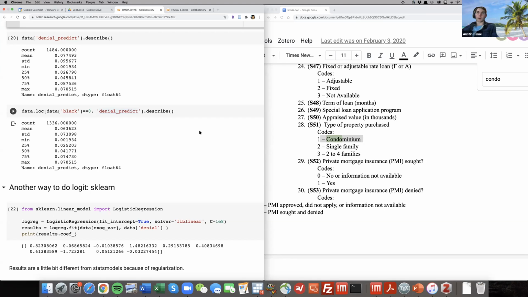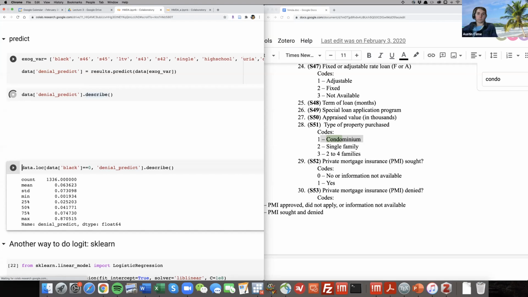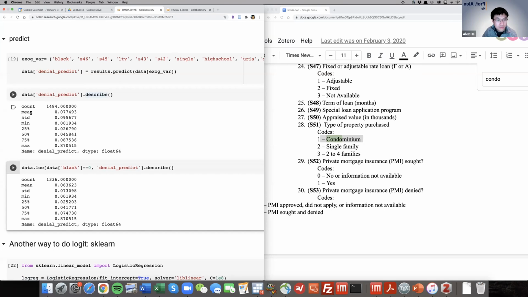Is it the sample mean probability, or is it? Okay. What do you mean the sample mean? Like, is our prediction from this the same as the mean denial probability in the sample? Well, the mean of the predicted probability is the same as the mean of the actual denial. Okay, so can you see here, right? So this is a predicted probability. The mean is 7% and the actual mean is 7%.